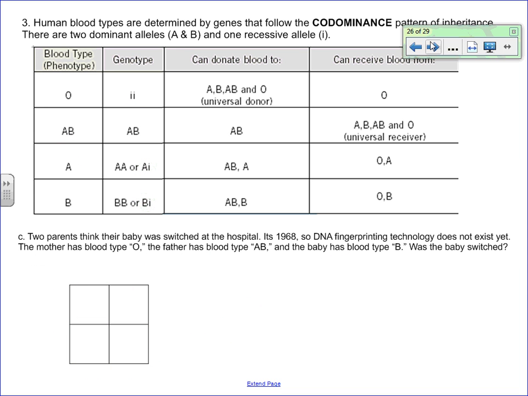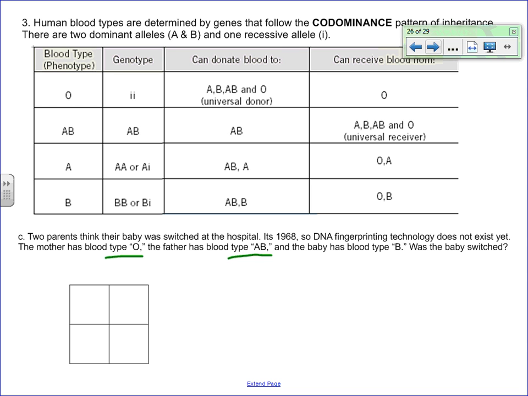All right, and let's take a look at the last thing to mention. Two parents think that their baby was switched at the hospital, right? This used to be a big problem before babies had tags and everything in modern hospital systems. It's 1968, so DNA fingerprinting does not exist yet, so you can't just go out and do DNA testing, all right? However, we do know at this point in time that the mother has type O blood, and the father has type AB blood. And the baby has type B blood.